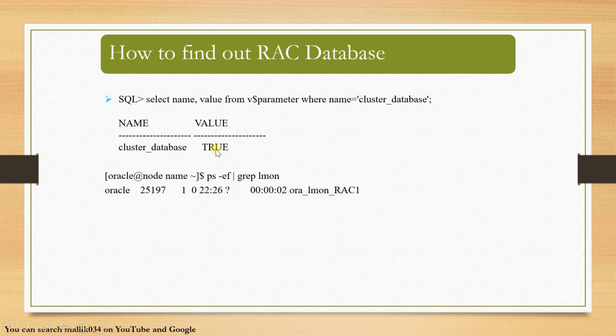And as another method, you can check the LMON process. The LMON process of that particular database will tell whether your database is RAC or not. And also you can check srvctl config database. srvctl config database with the database name will tell whether your database is a RAC database or not. There are many methods, but these are just generic ones I kept here.